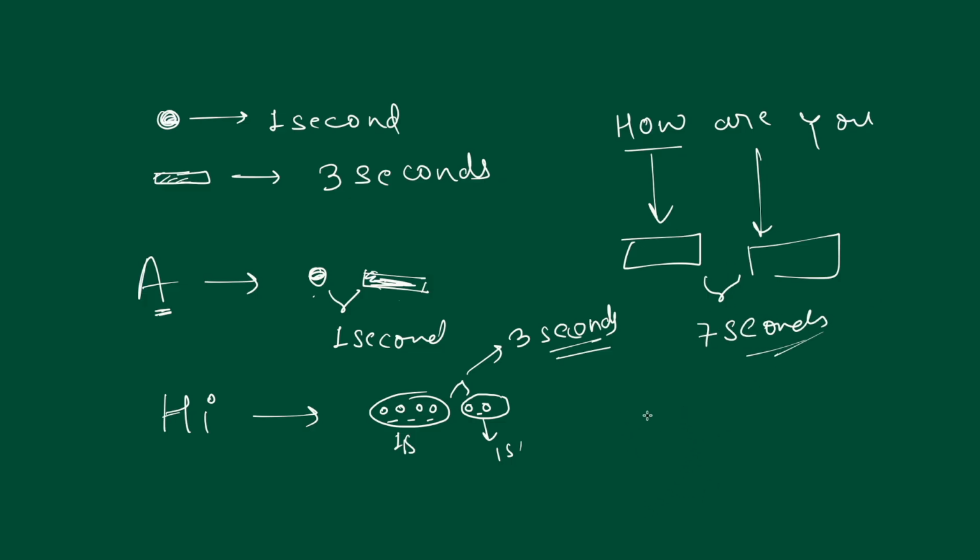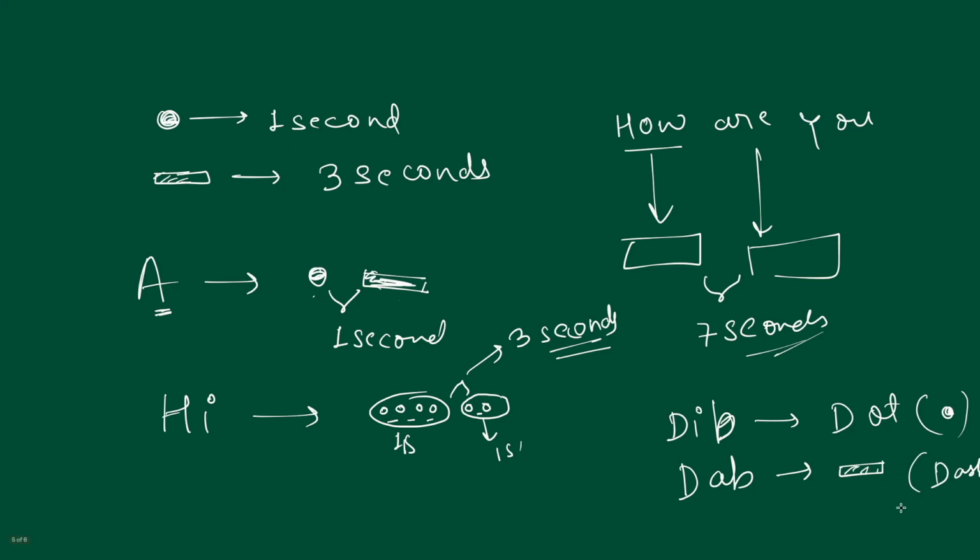For convenience and saving time, while reading this Morse code, we say dip for the dot, and dab for the dash. One more thing is that for the last dot in the same letter, instead of dip, we say dipped.